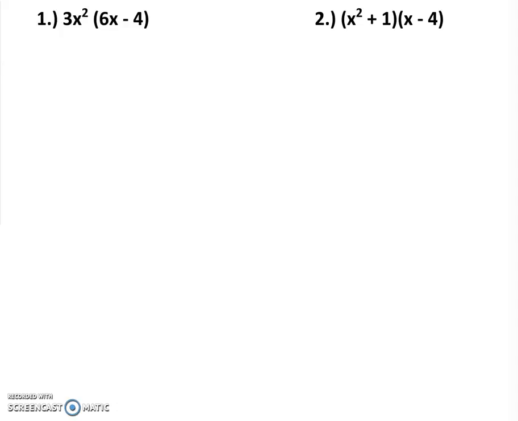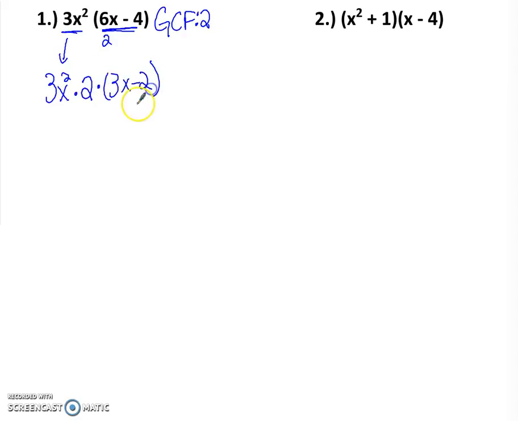Number 1, you have two factors. 3x squared, I cannot factor anymore. 6x minus 4, that has a GCF of 2. So my 3x squared has to come straight down, times my GCF of 2, times, what do I get when I factor 2 out? I get 3x minus 2. But I'm not done yet because I can simplify this. 3x squared times 2 becomes 6x squared because it's a monomial times a monomial. Remember, monomials times monomials, multiply the numbers, add the exponents, times 3x minus 2.